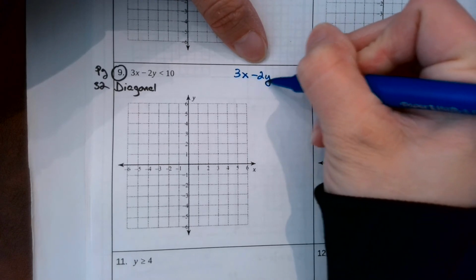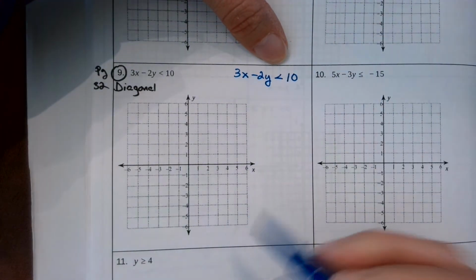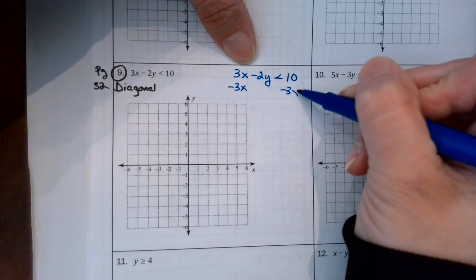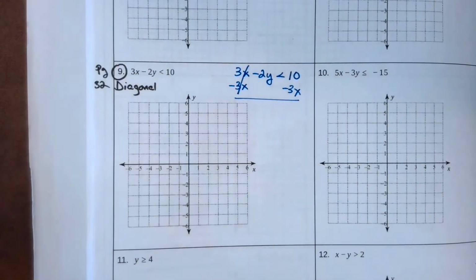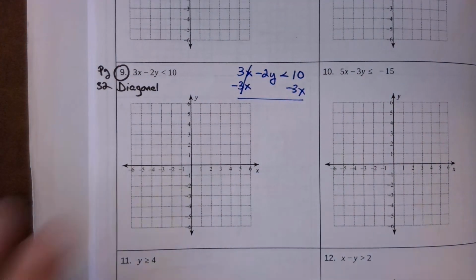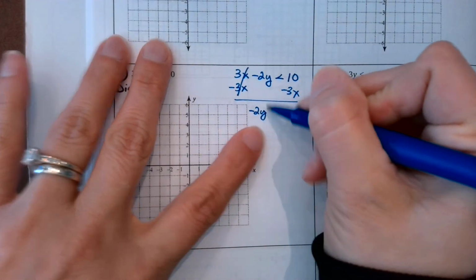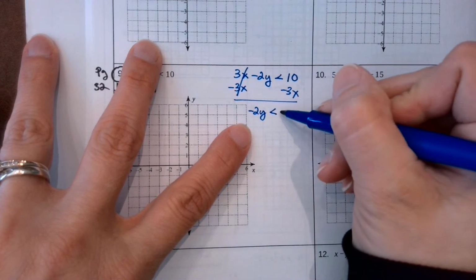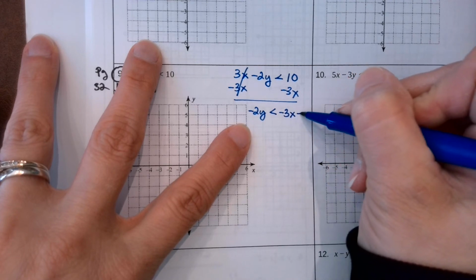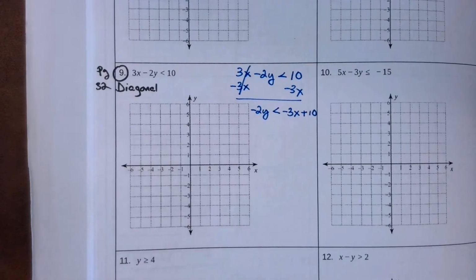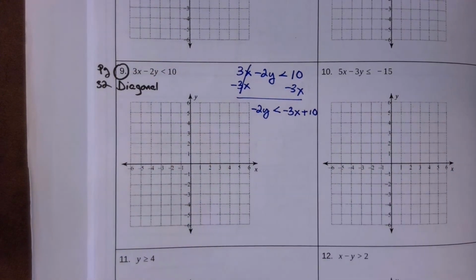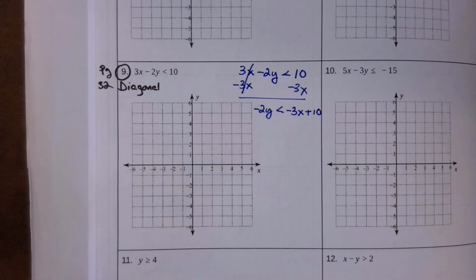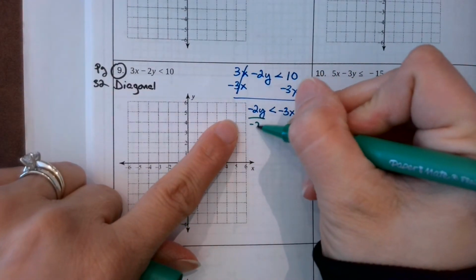3x minus 2y is less than 10. I need to subtract 3x from both sides. Okay, so the 3x is not on the left anymore. We have negative 2y on the left, and that's it. Less than, I'm going to write the negative 3x plus 10. Okay, now I've got the y on the left, but it's not alone. So now the next step would be to divide everything by a negative 2.